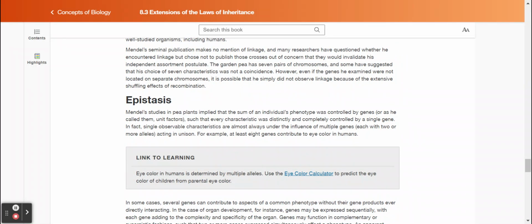Mendel's seminal publication makes no mention of linkage, and many researchers have questioned whether he encountered linkage but chose not to publish those crosses out of concern that they would invalidate his independent assortment postulate. The garden pea has 7 pairs of chromosomes, and some have suggested that his choice of 7 characteristics was not a coincidence. However, even if the genes he examined were not located on separate chromosomes, it is possible that he simply did not observe linkage because of the extensive shuffling effects of recombination.